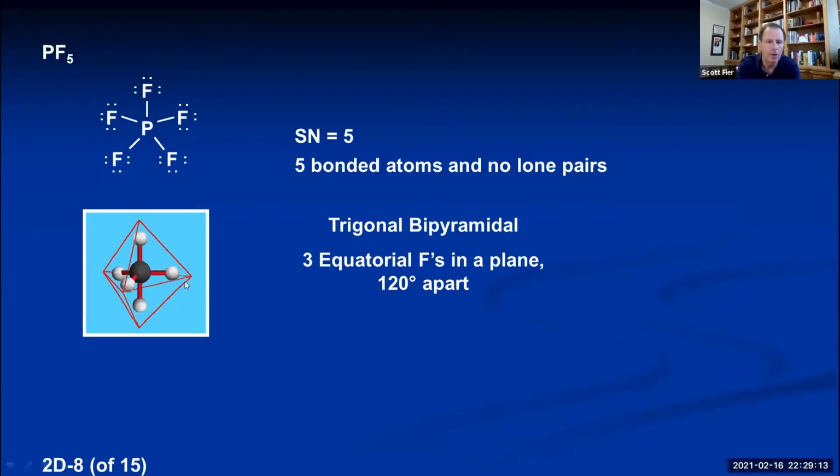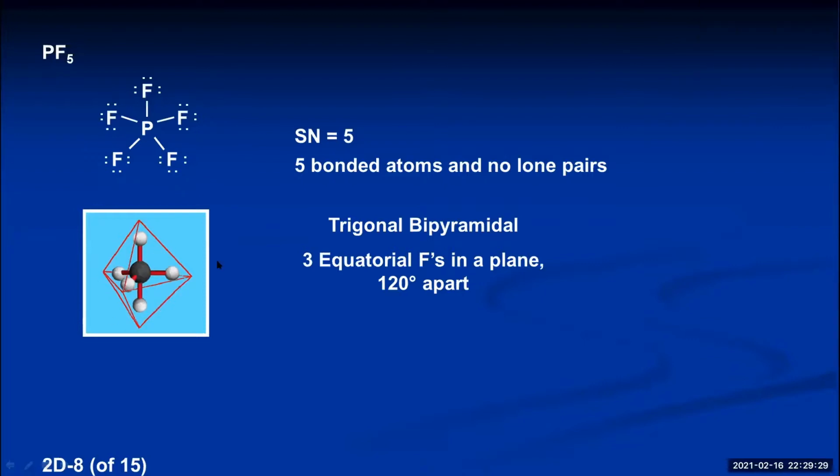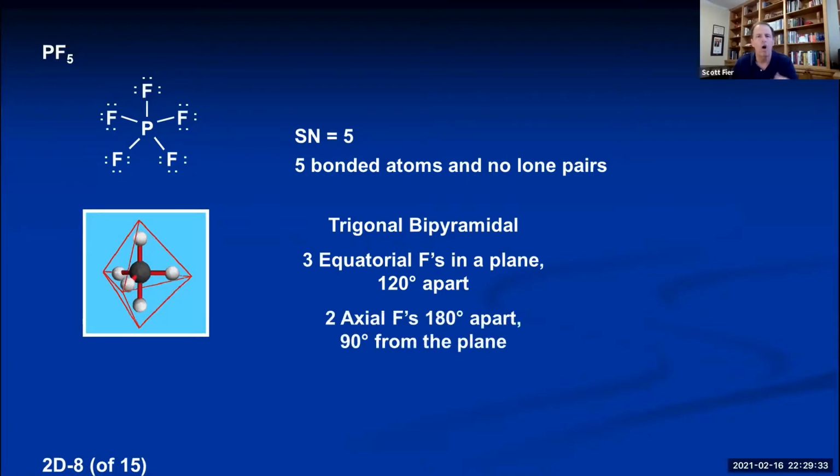Now, if you imagine this is the Earth, here's the North Pole at the top and the South Pole at the bottom. What's the line that goes through the North Pole and the South Pole called? The Earth spins on its axis. That's right. Wasn't some Oingo Boingo song talking about that? So those fluorines on the top and the bottom are called axial fluorines because they're on the axis. If you imagine this as the Earth, what's their angle? They're 180 degrees apart from each other, but they're 90 degrees away from the equatorial plane.